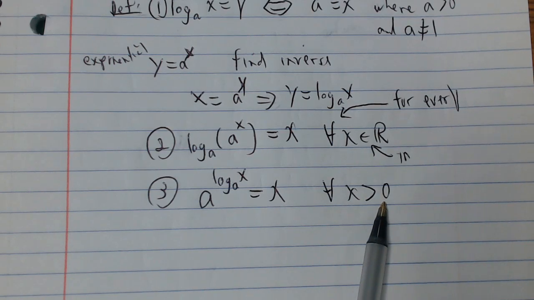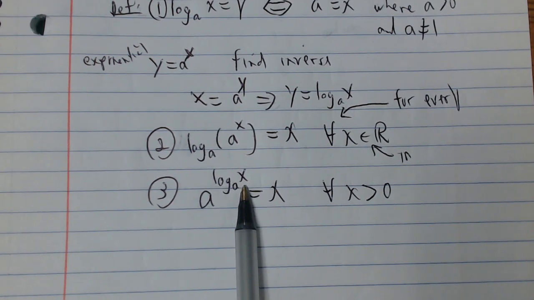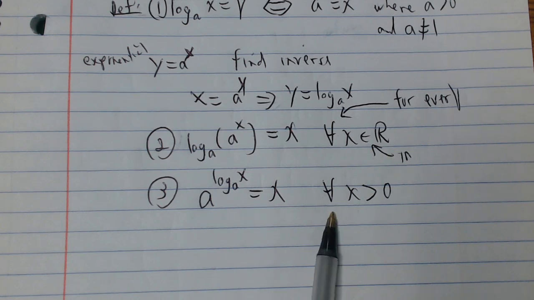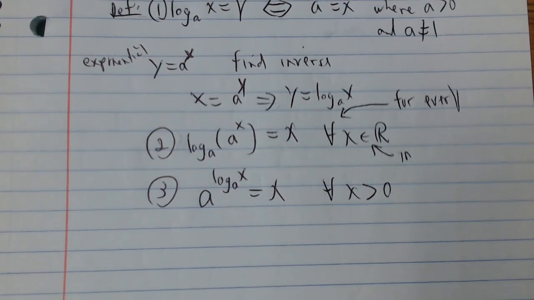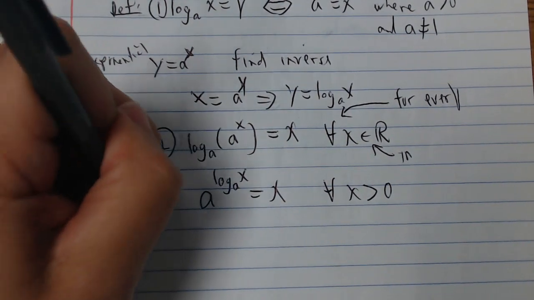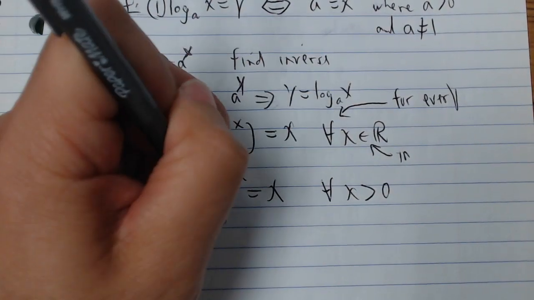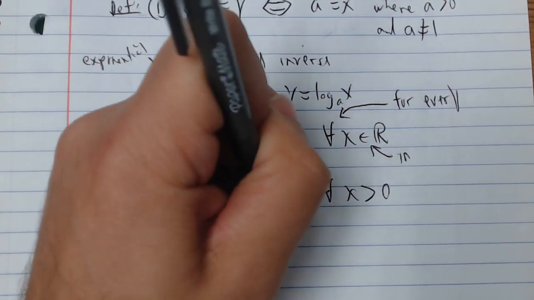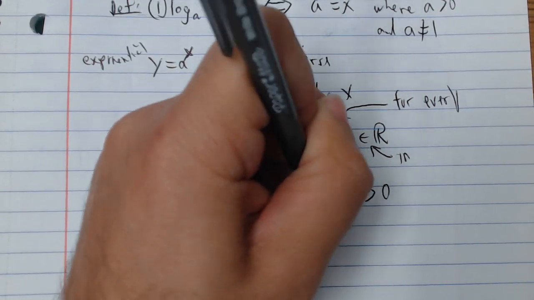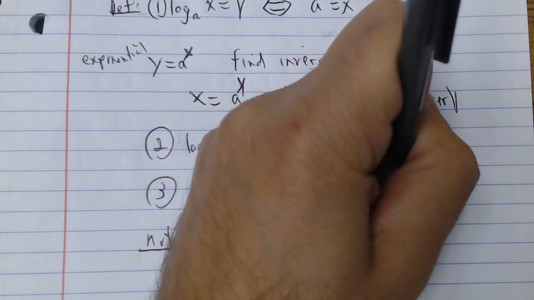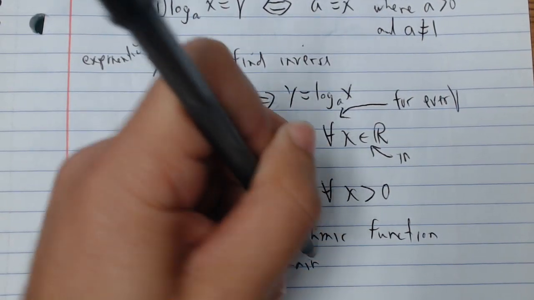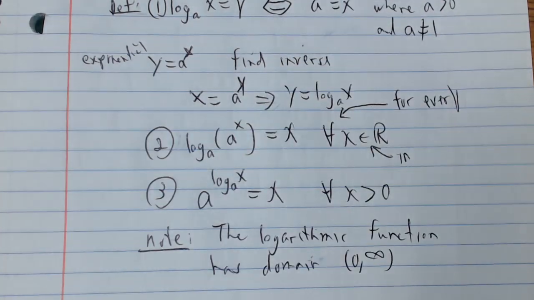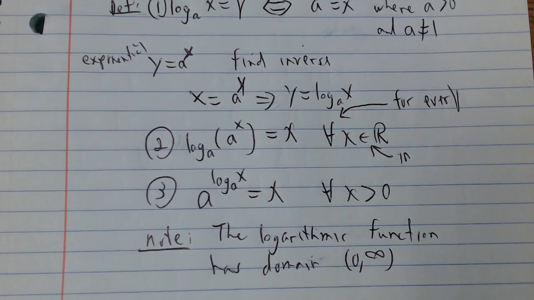Now, why is it for all x greater than 0? Because a logarithm has a domain that starts from 0 and goes to infinity. So we can't have 0 or negatives in here. So if this x is a negative number, or if it's 0, then it'll be undefined anyway. So in fact, let's make a comment about that here just so we can make more sense of it. The logarithmic function has domain 0 to infinity. And so that's why x has to be greater than 0.